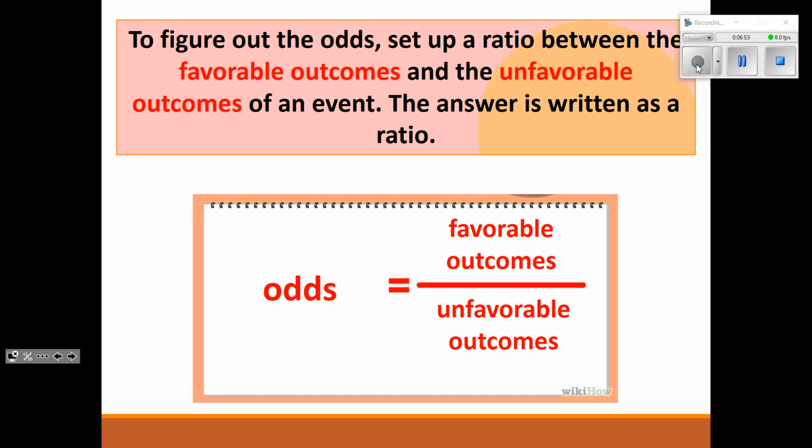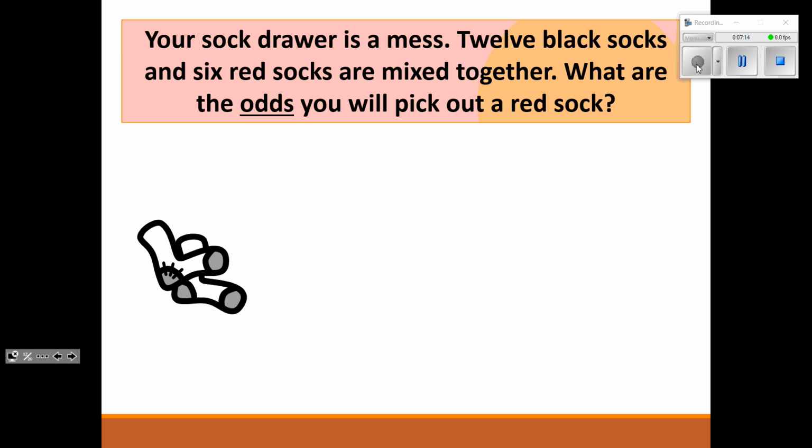Odds sets up a ratio, but you put the favorable outcomes on top and the unfavorable on the bottom, not the total. In probability, we were putting the total number of possibilities on the bottom. We do not do that with odds. With odds, we put the unfavorable outcomes, ones that cannot be what we're looking for. So let's see what that looks like. And odds are only written as a ratio.